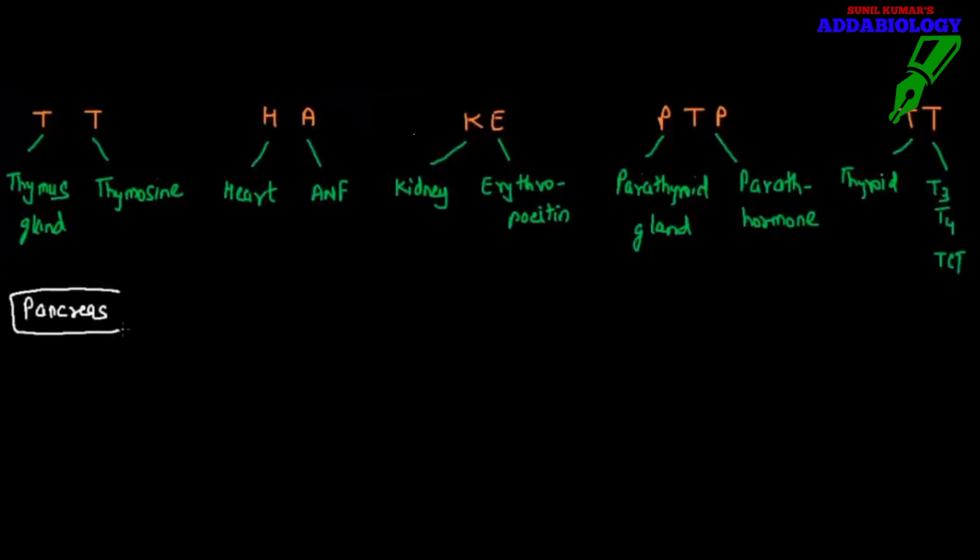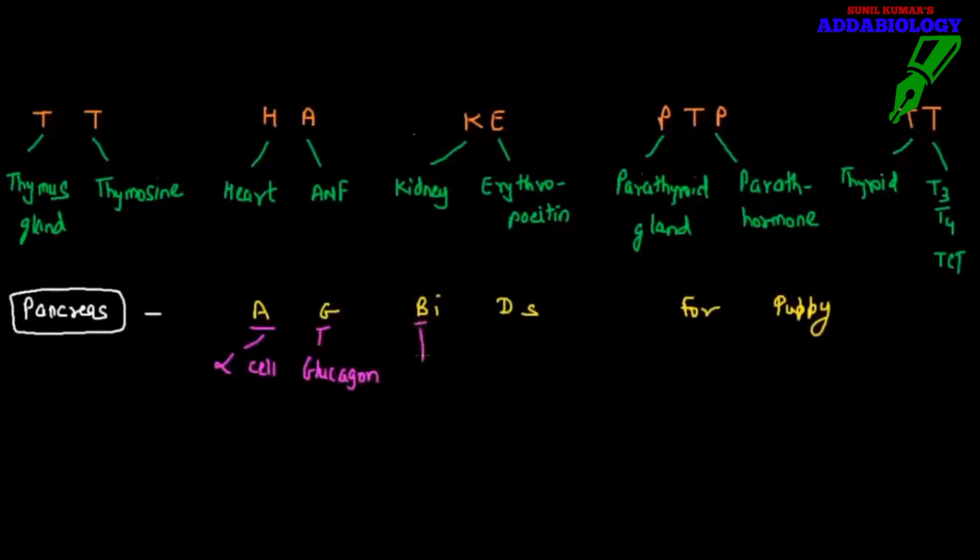Let's understand the hormones released from the pancreas. The shortcut says AG BIDS for P. So AG BIDS for P is the shortcut to remember the pancreas. Now the point here is, what do you mean by A, G, BIDS? So A basically stands for alpha cells. The alpha cells are going to release G, that is glucagon. B stands for beta and I stands for insulin. So beta cell produces insulin.